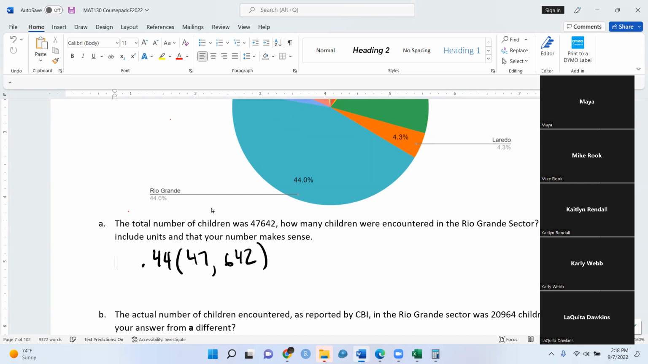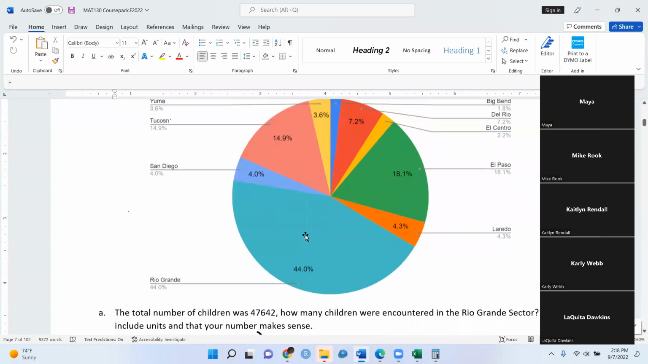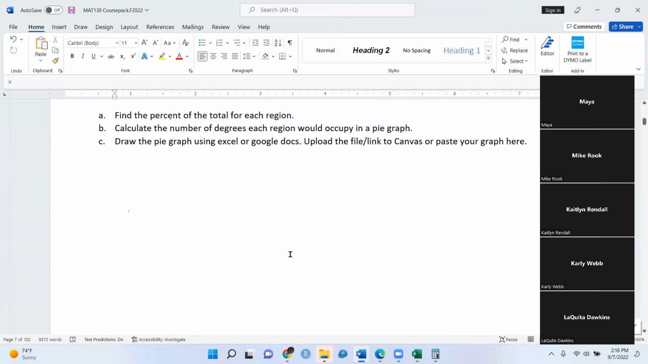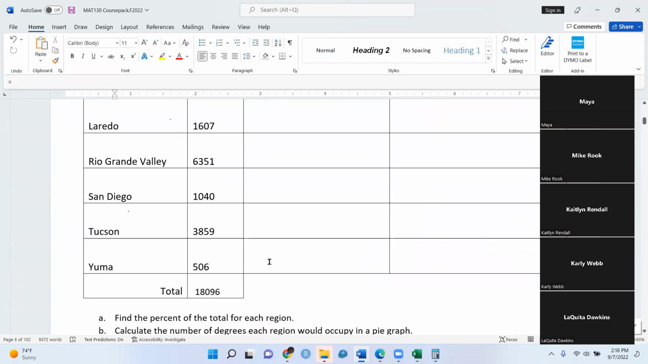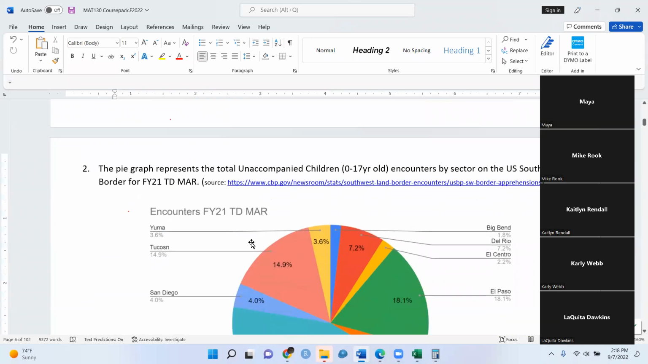47,642. By the way, has anyone looked at this context? In 2021, there were 47,000 minors or children that showed up at the border. And back in 2020, there were 18,096 during this time period. So like a huge jump. It was all over the news.